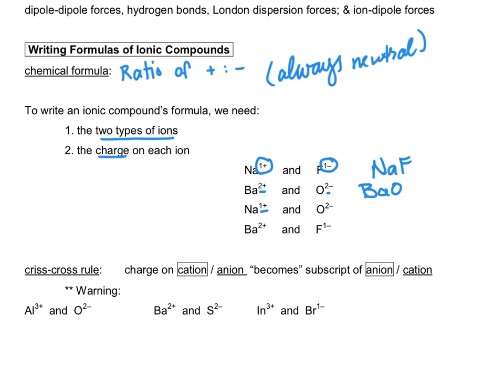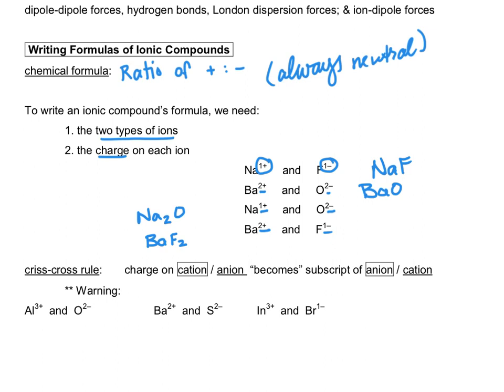Here I have a 1 plus and a 2 minus. So in order for that 1 plus sodium to have enough of it to neutralize the negative charge, I'm going to have 2. So I'm going to have Na2O. And here a 2 plus and a 1 minus, BaF2.